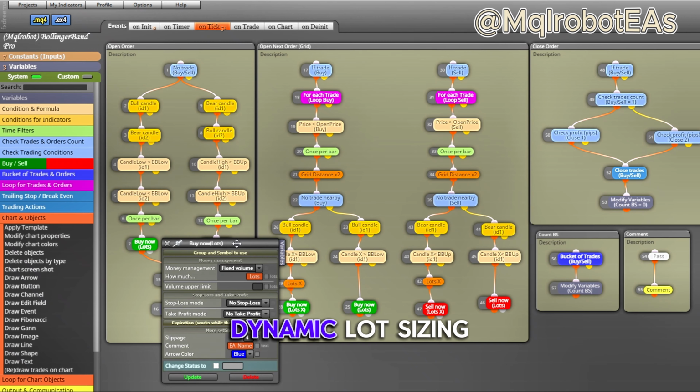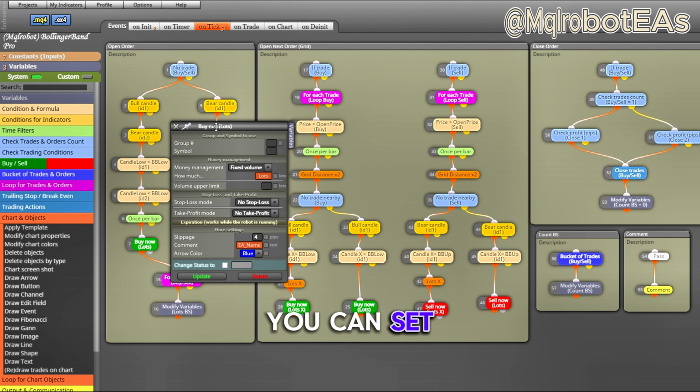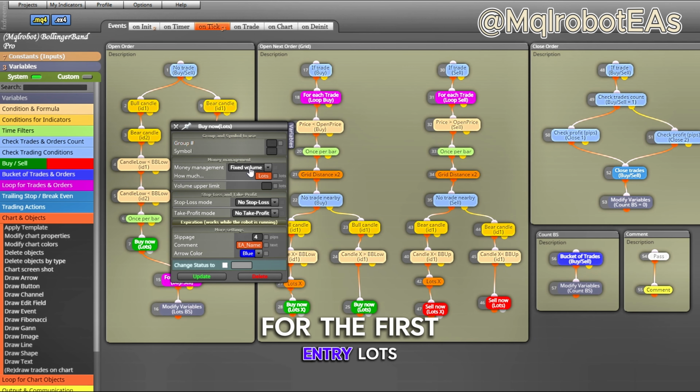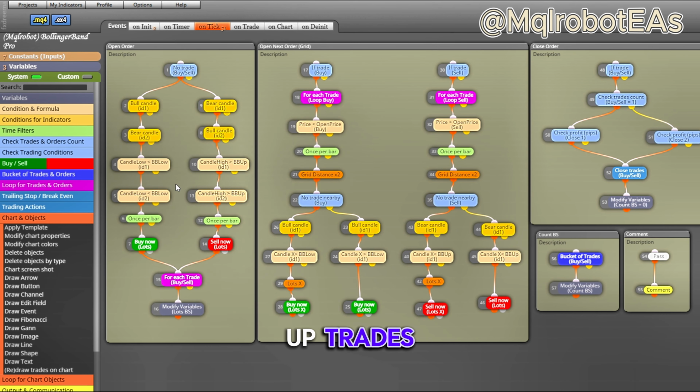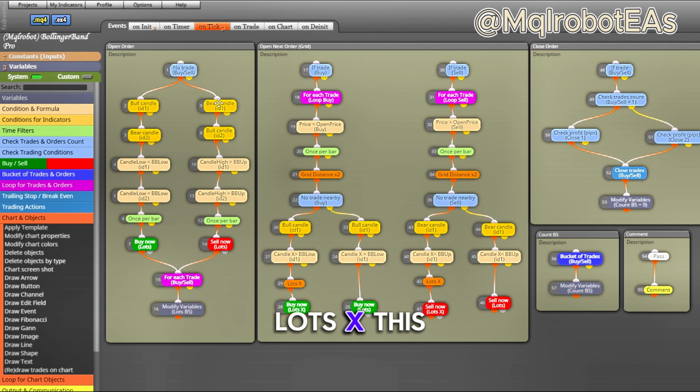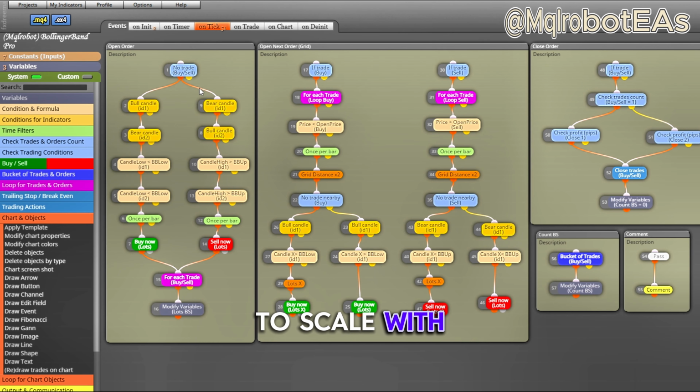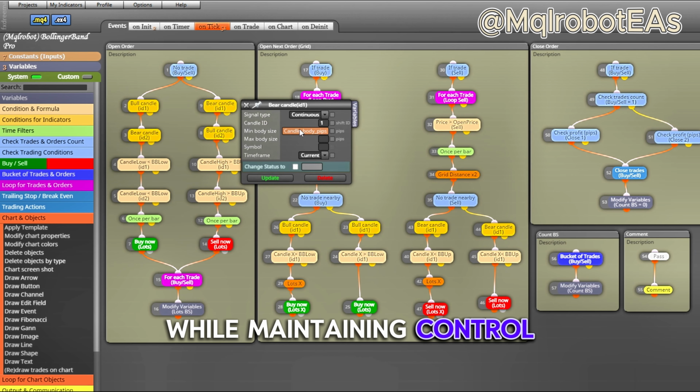positions. Dynamic lot sizing. You can set base lot sizes for the first entry, Lots, and a separate value for follow-up trades, LotsX. This gives you flexibility to scale with risk while maintaining control.